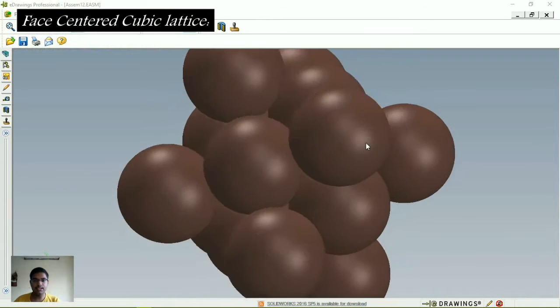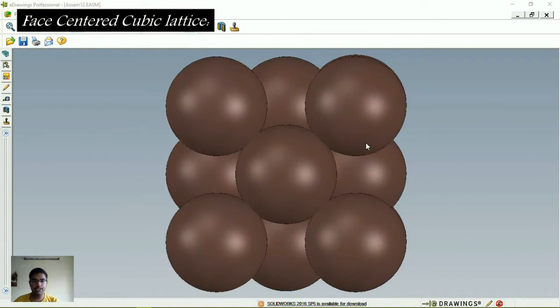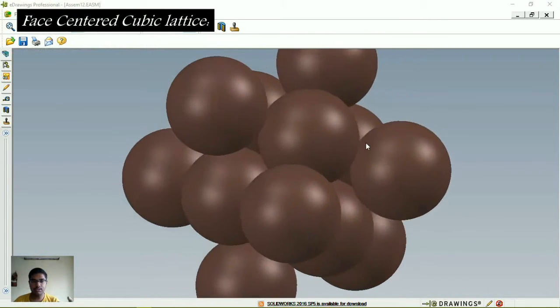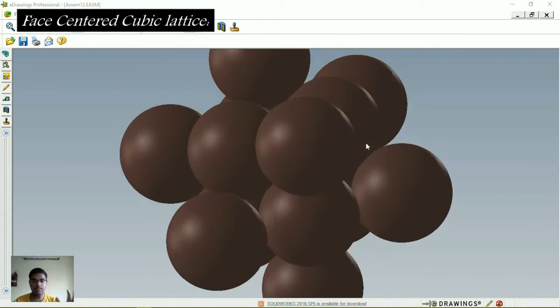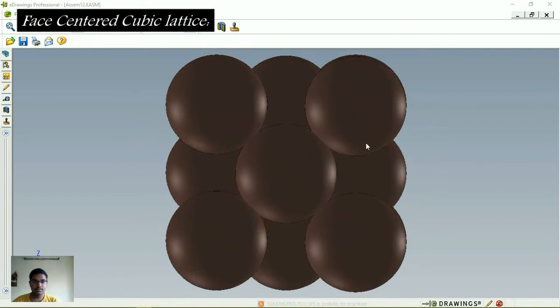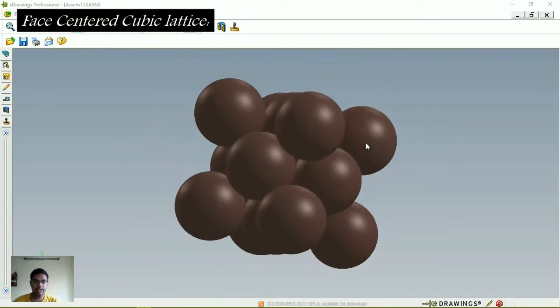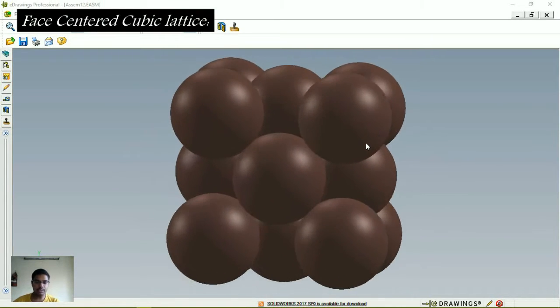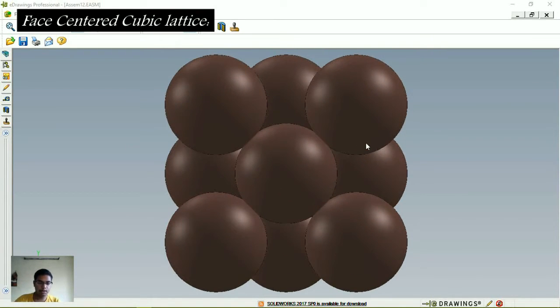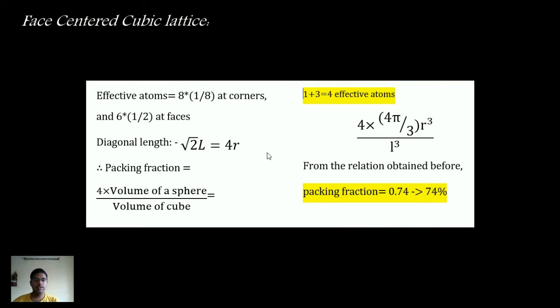Okay guys, let's get started. Now this is an FCC lattice structure which consists of 14 atoms. Elements such as gold and silver crystallize to form this structure over here. Now the packing fraction of this is around 74%. So let's get straight into the formulas. To find the packing fraction, we need to find the effective number of atoms first.